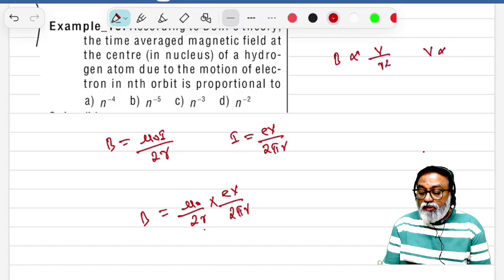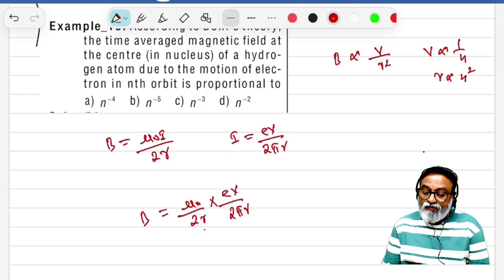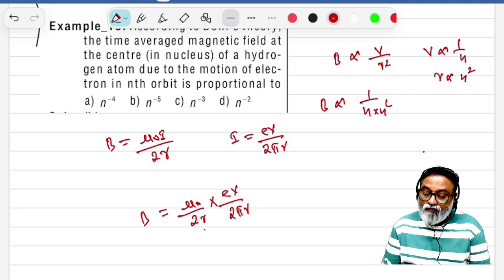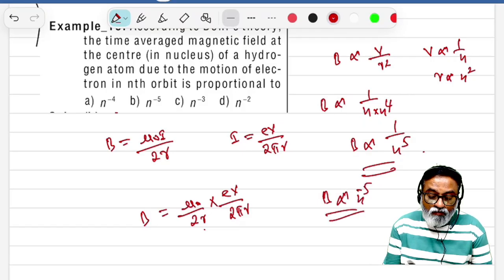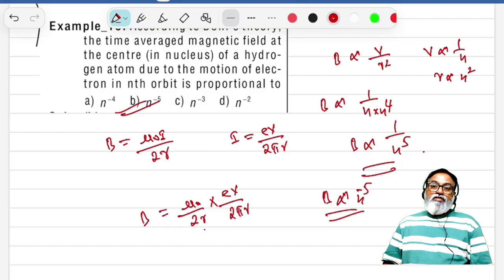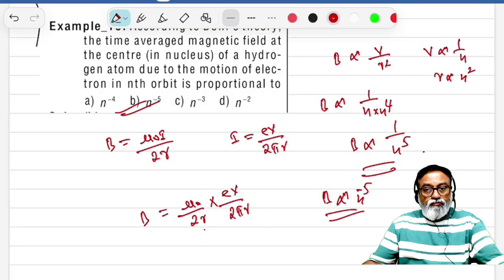But V is proportional to 1 by n, and r is proportional to n square, so r square is n to the power of 4. Therefore, B is proportional to 1 by n to the power of 5. Therefore, B is proportional to n to the power of minus 5. Therefore, answer B is correct. So, these are the important problems for atom. Okay, thank you.